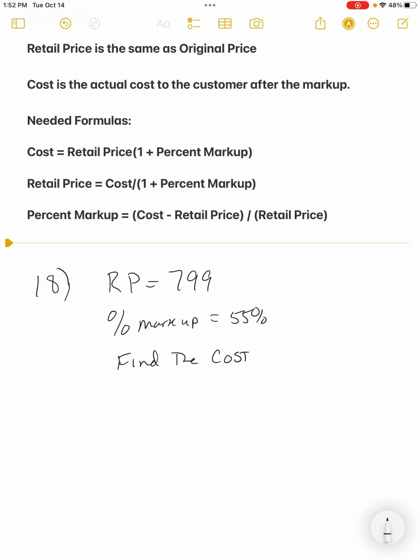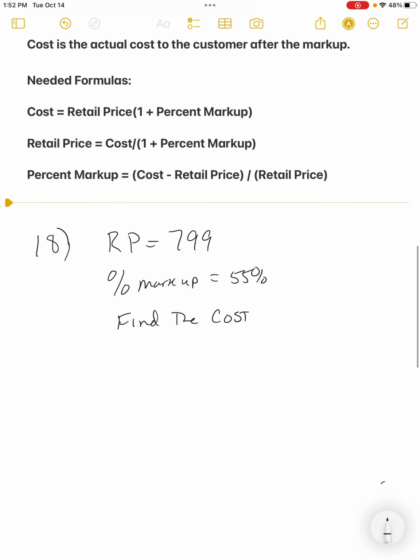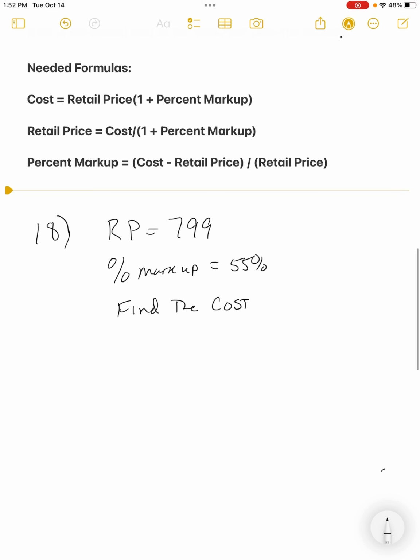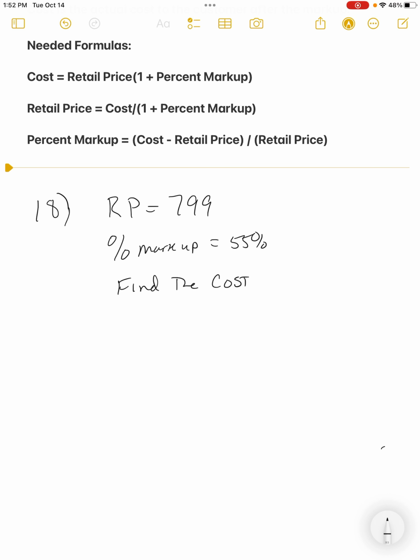Okay, so it's interesting. I apologize that 16's messed up in the book. Hopefully the odd numbers aren't, but if we run across that, we'll talk about it as a class. So here we are, retail price $7.99, percent markup 55%, find the cost. Well, that's that first formula.